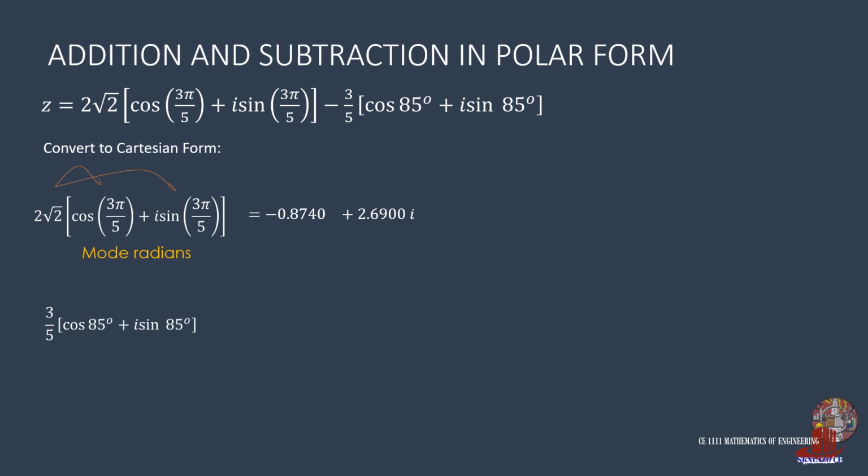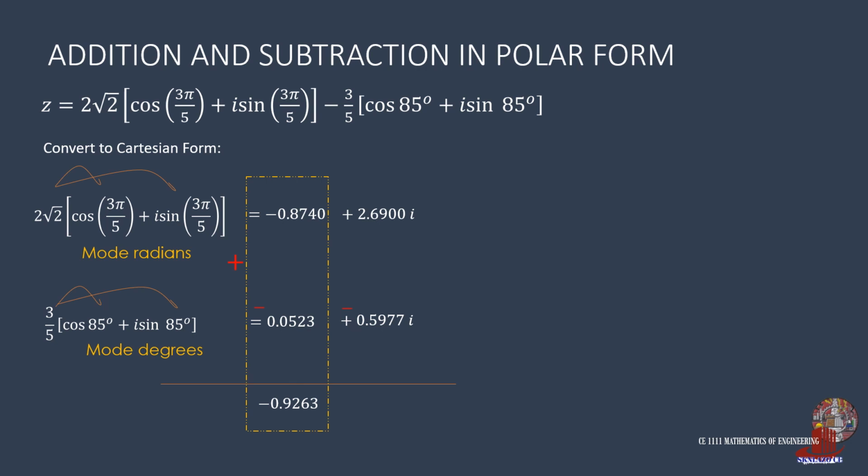The second complex number has the real part as 3/5 of cosine 85 degrees, which is 0.0523. Its imaginary part is 3/5 of i sine of 85 degrees, giving 0.5977i. The second complex number is to be subtracted, so flip the signs of both its real and imaginary parts. Focusing on the real numbers, negative 0.8740 minus 0.0523 is negative 0.9263. The imaginary part is then 2.69 minus 0.5977, giving positive 2.0923i.